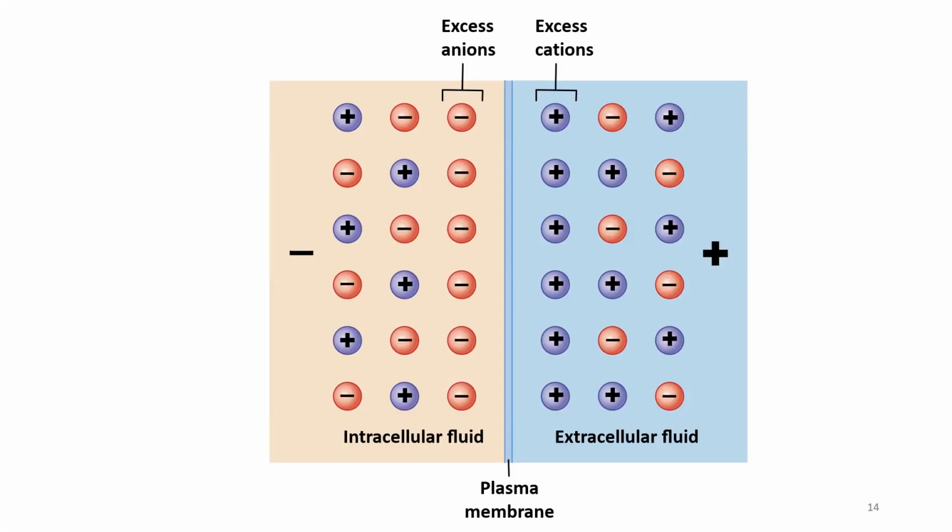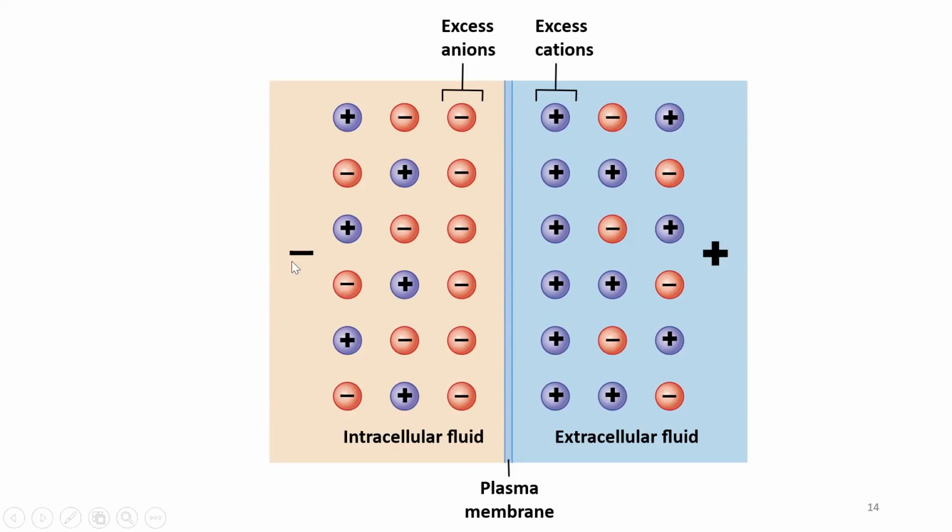So here we can see a good description of the electrical driving force, because we can see a membrane, our plasma membrane, that's separating two distinct fluid compartments. We've got the intracellular fluid, we've got the extracellular fluid. And then we can also see that there's a presence of cations and anions on either side, but they're not equally distributed. This is what that membrane potential is, that unequal distribution of charge.